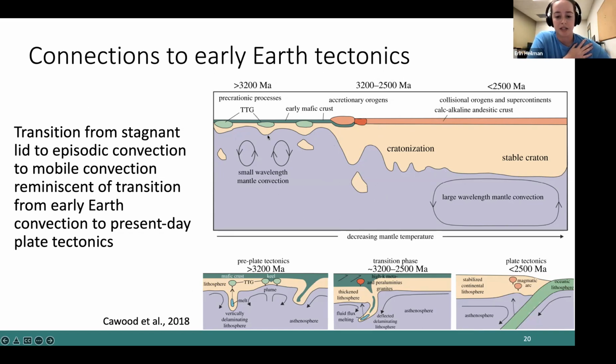So it's reminiscent of the stagnant lid that we have. Our model also shows these lower crustal drips, which are pretty characteristic of stagnant lid convection. And then this transition into what we have today, we think might be reminiscent of that second model where we showed a transition from the episodic periods into the mobile convection.